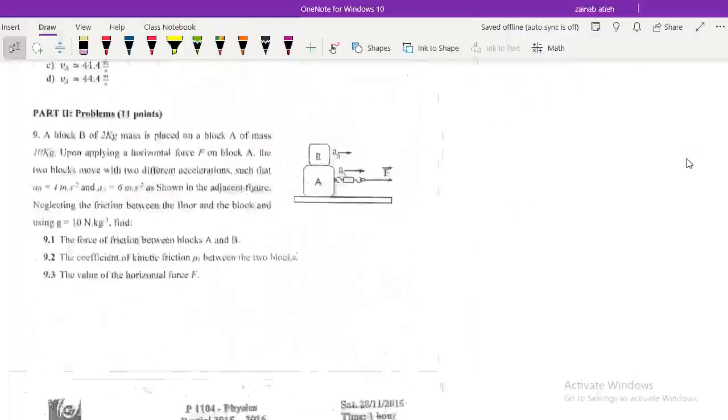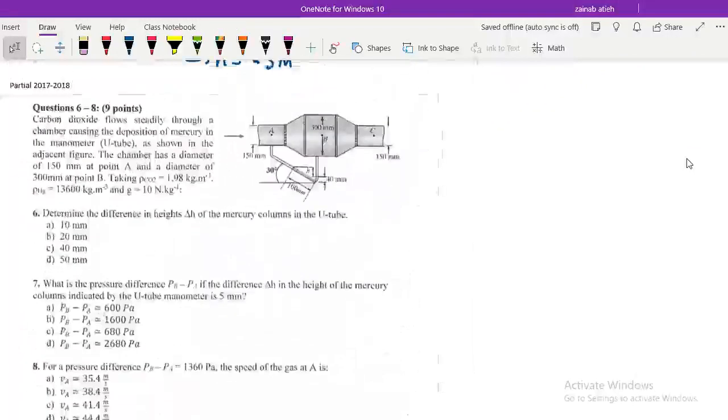I will solve another problem. This is a partial of 2017-2018. This is a question related to fluid mechanics. You can see that we have carbon dioxide flowing steadily through a chamber, causing the deflection of mercury in the manometer, which is the U-tube. Here the U-tube is inserted to measure the pressure difference between two points and is downward. So I have to take two points from the lower side.